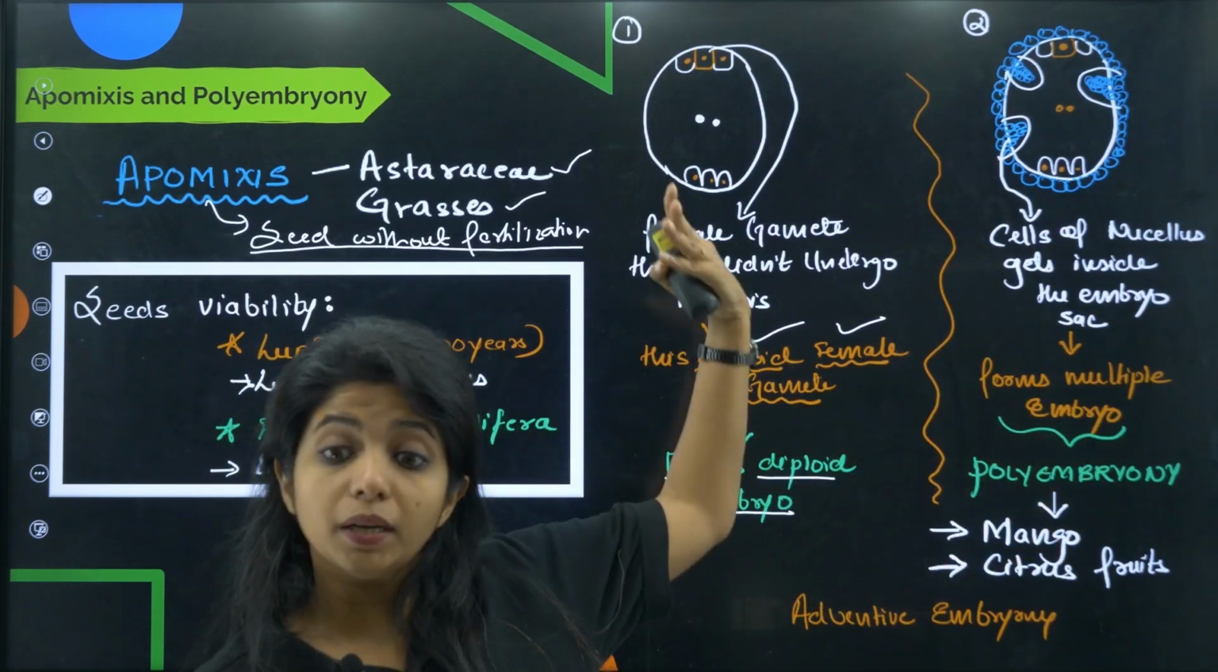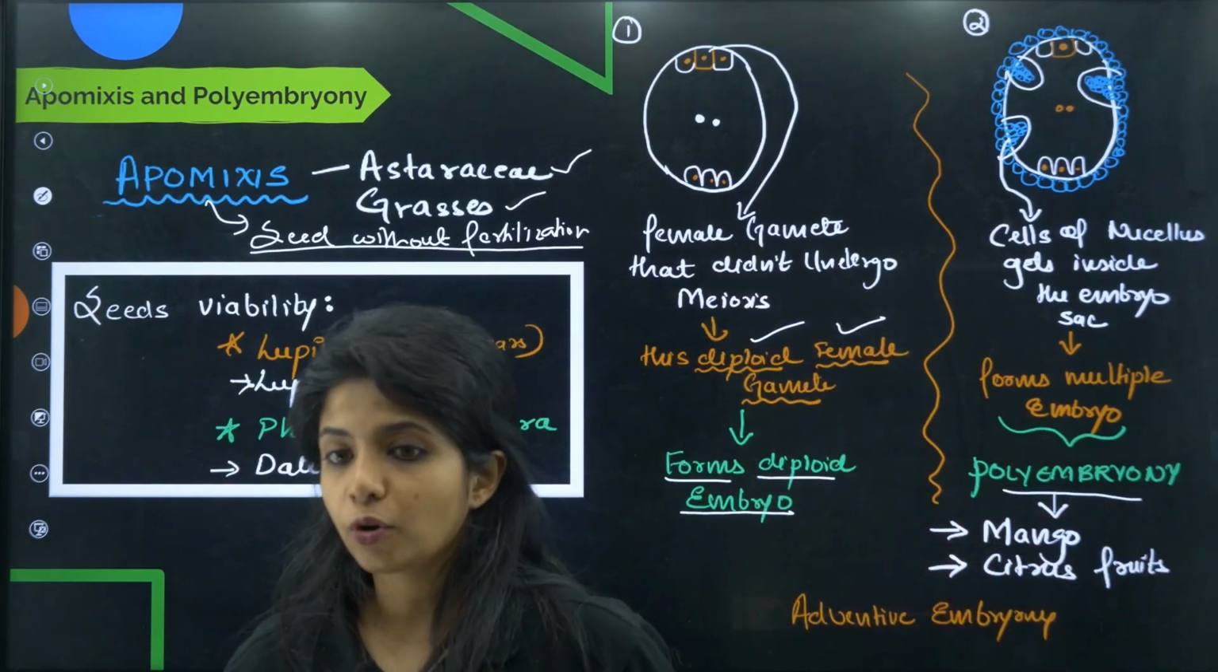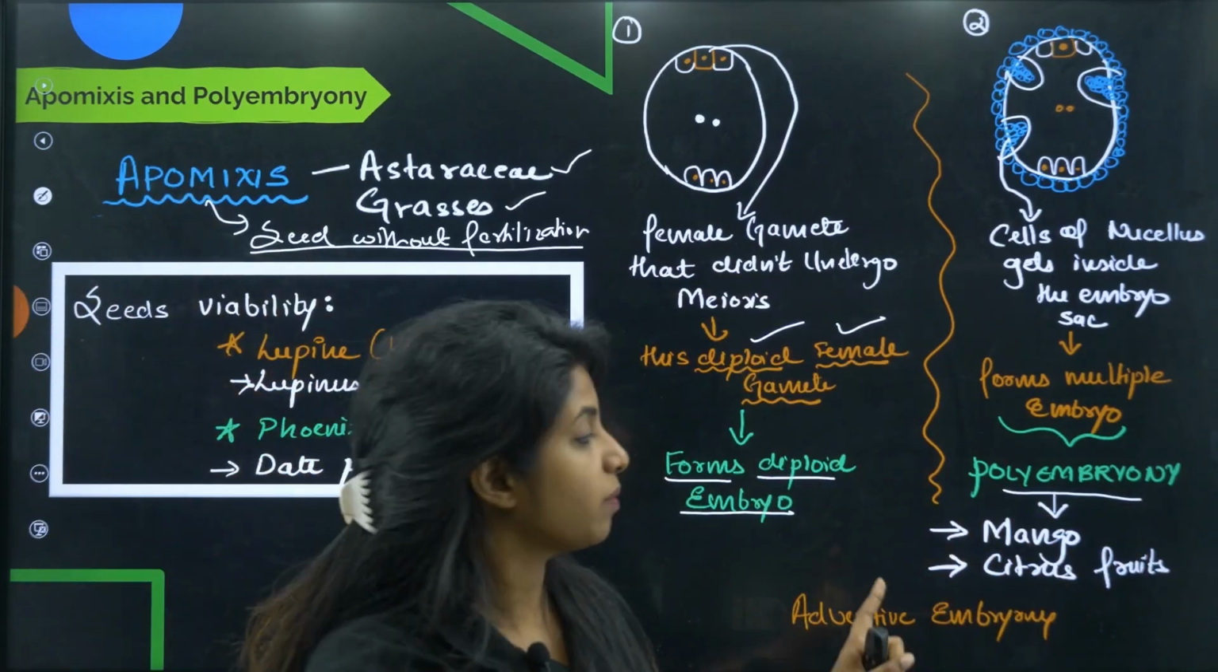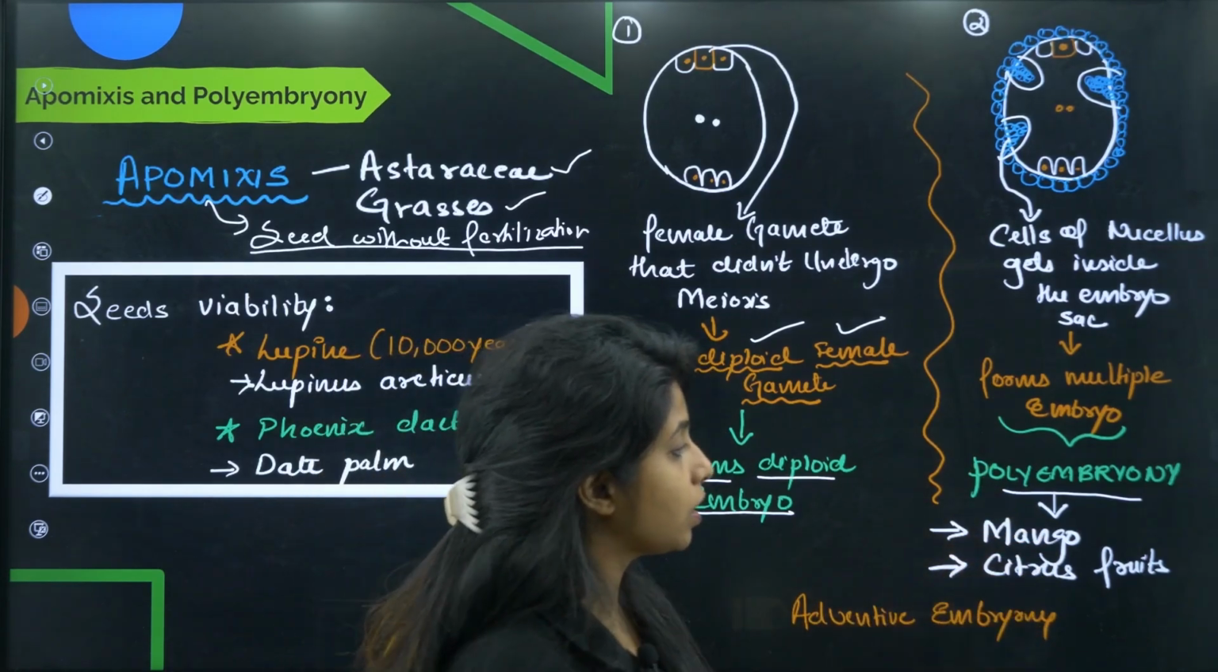Now this case where multiple embryos are formed, you call this polyembryony. So because of apomixis, the second type of apomixis, polyembryony has been happening. Examples are mango and the other examples are citrus fruits.